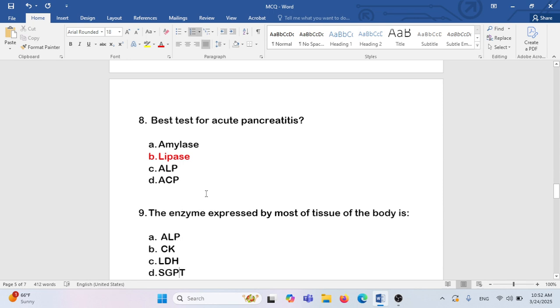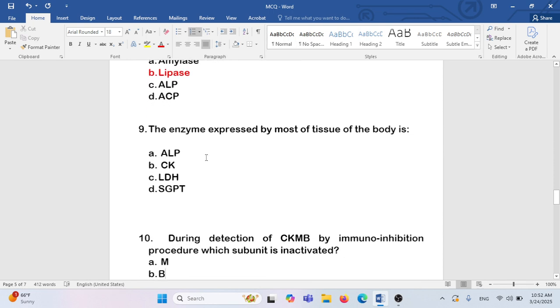The enzyme expressed by most tissue of the body. The answer is LDH, lactate dehydrogenase, because it is the enzyme expressed by most of the tissue and it is the marker of common injury also. So LDH is the answer.